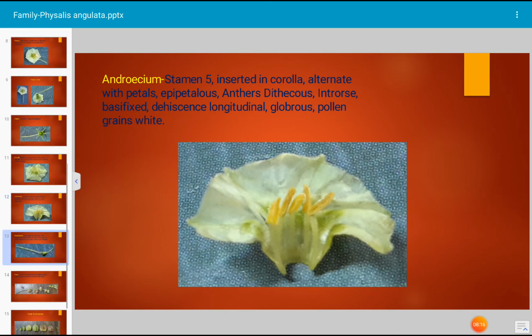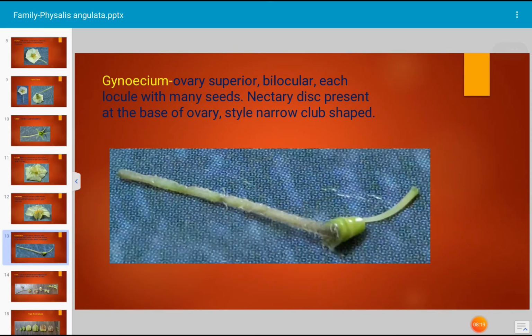Next. This is the gynoecium of Physalis angulata, family Solanaceae. The ovary is superior because all the floral units, that is calyx, corolla and stamens, originate from the base of the ovary. Hence the ovary is superior. It is bilocular, bi means two locular ovary. Each locule has many seeds, and a nectary disc is present at the base of the ovary. It is the characteristic feature of Physalis angulata, family Solanaceae.